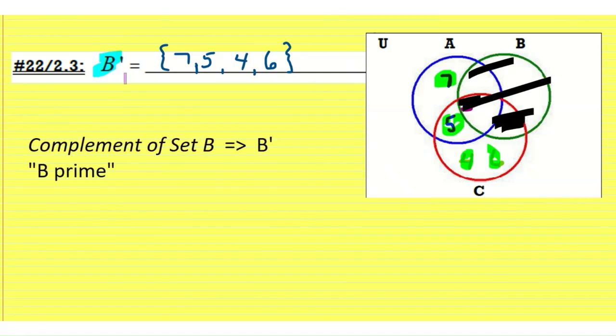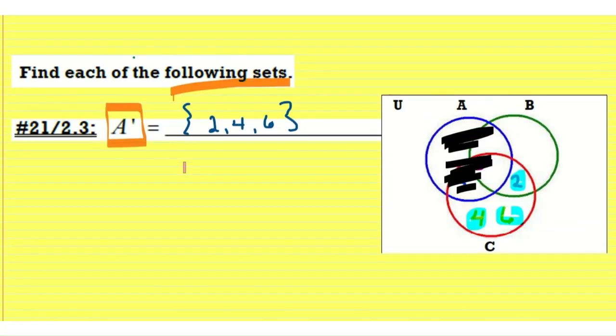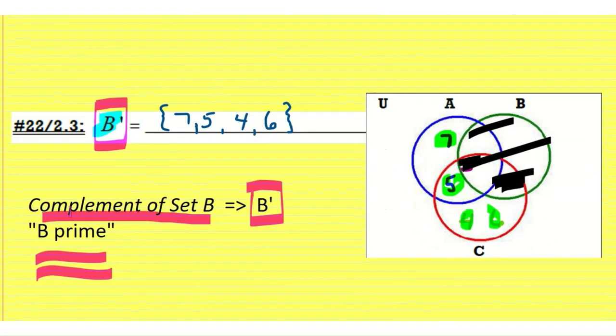Just a note before we move forward, this symbol right here is the complement of set B. We use this symbol, and instead of saying the complement of set B, we can call it B prime, which is what I've been doing. I called that B prime up here. I called this one A prime. So A prime, B prime is the same thing as the complement of set B.